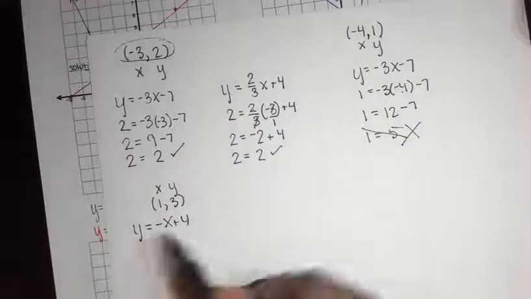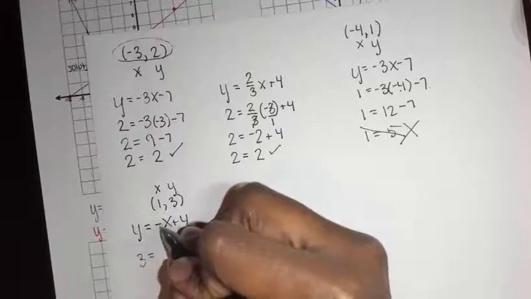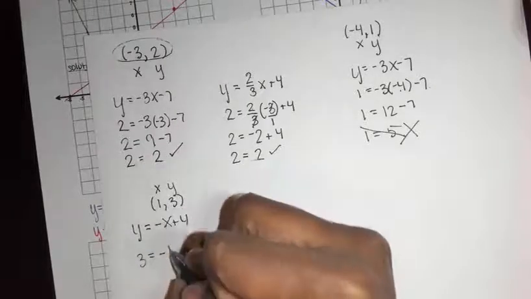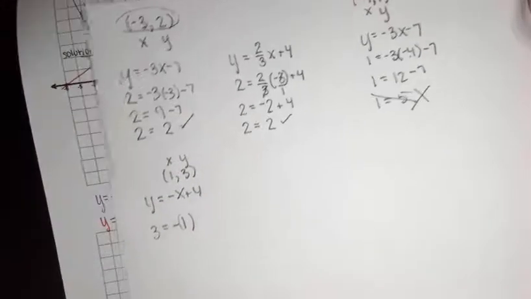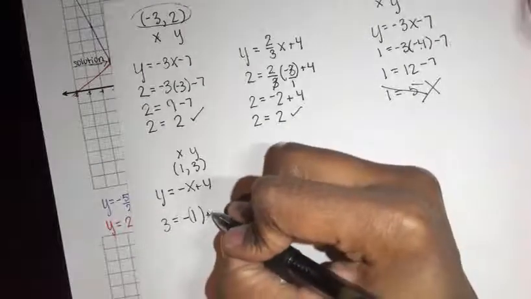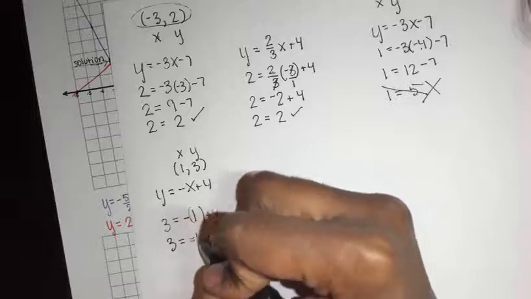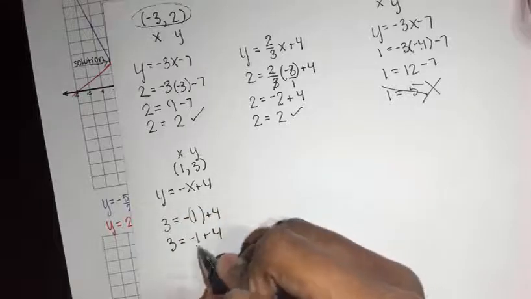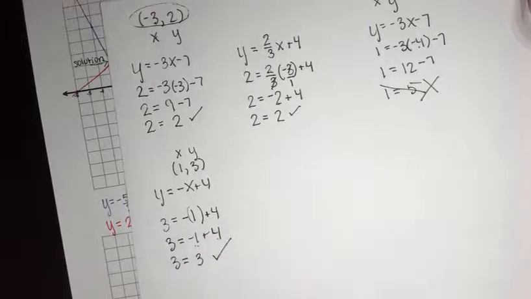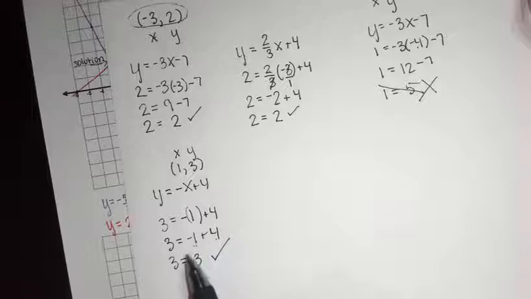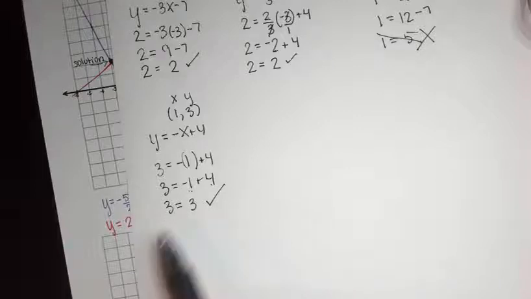So the 3 goes in for my y, because that is the y value, and negative x, so -1, plus 4. So that is 3 is equal to -1 plus 4, different sign, so I'm going to subtract, so 3 equals 3. That works, because 3 equals 3 is a true statement.